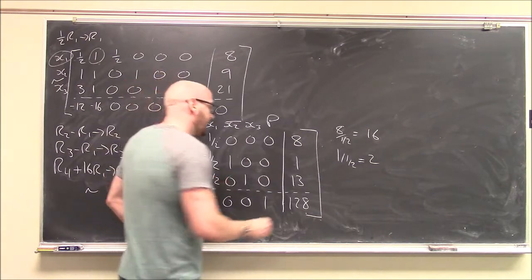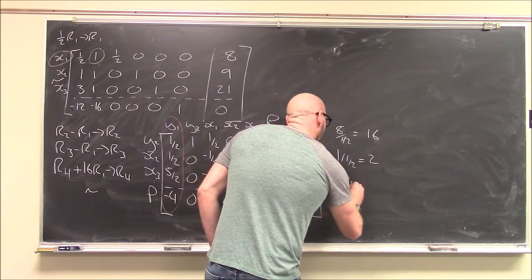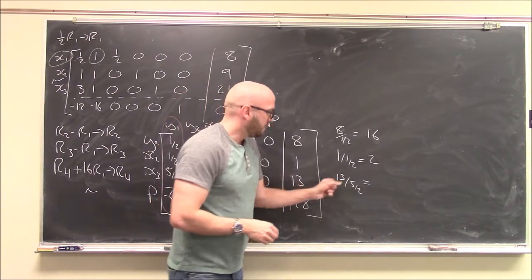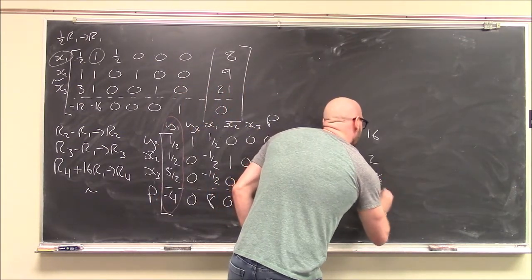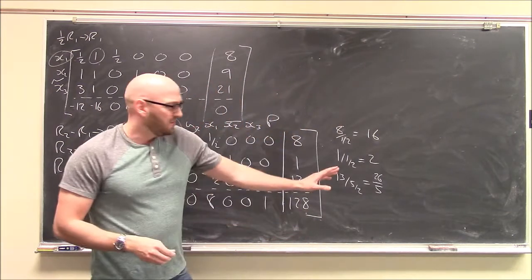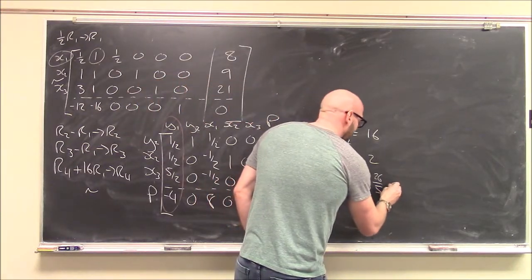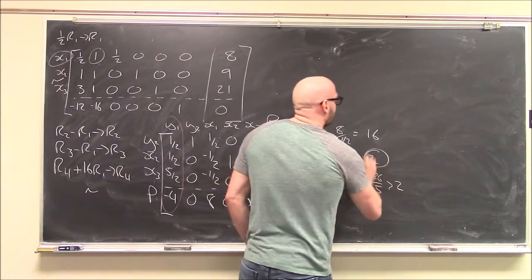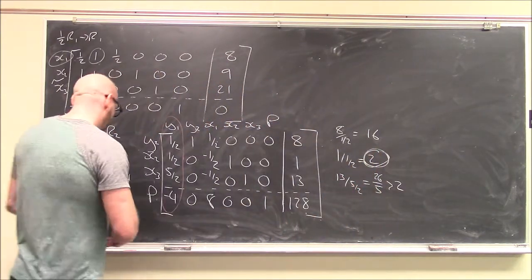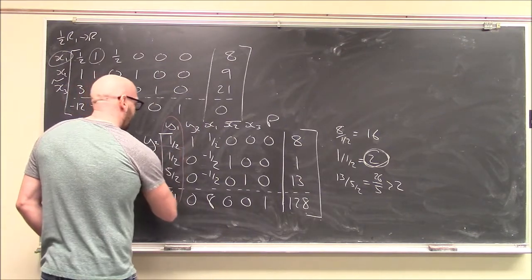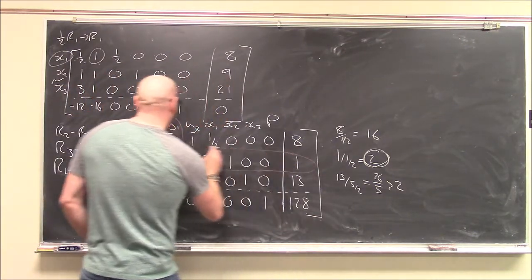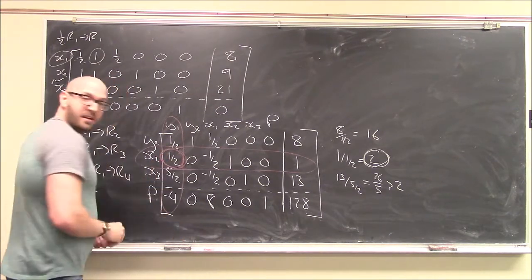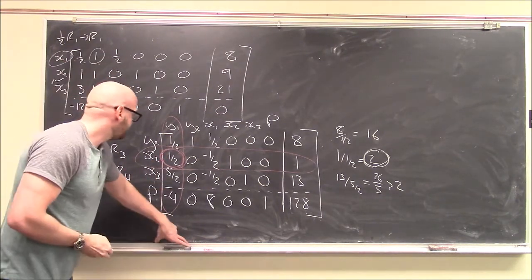And then I've got 13 divided by 5/2. That's 13 times 2 over 5. That's 26/5, which is bigger than 2, definitely. It's in fact a little bit bigger than 5, but it's bigger than 2. So this is my smallest among these. So this is my pivot row, meaning this guy is my pivot entry.